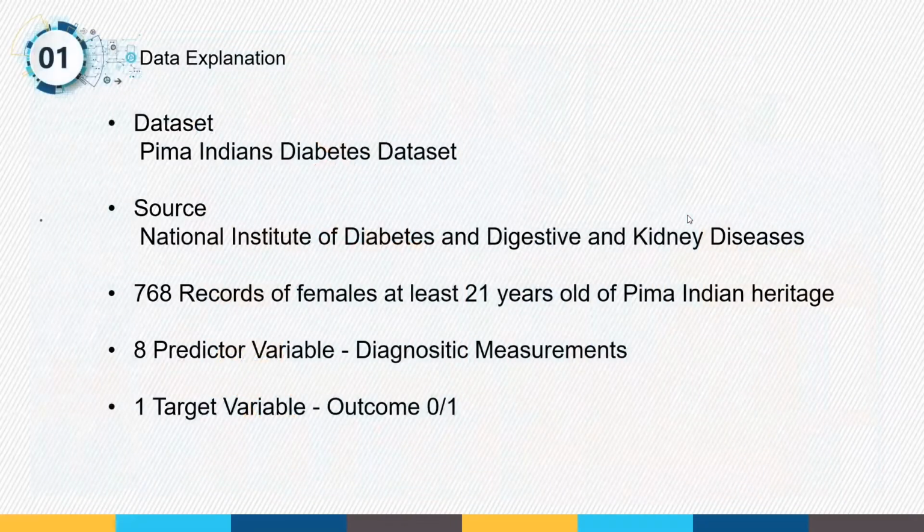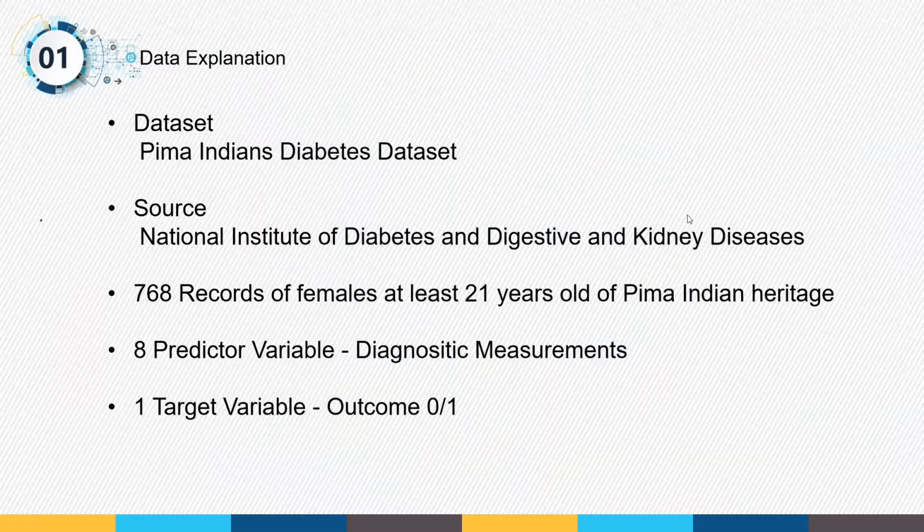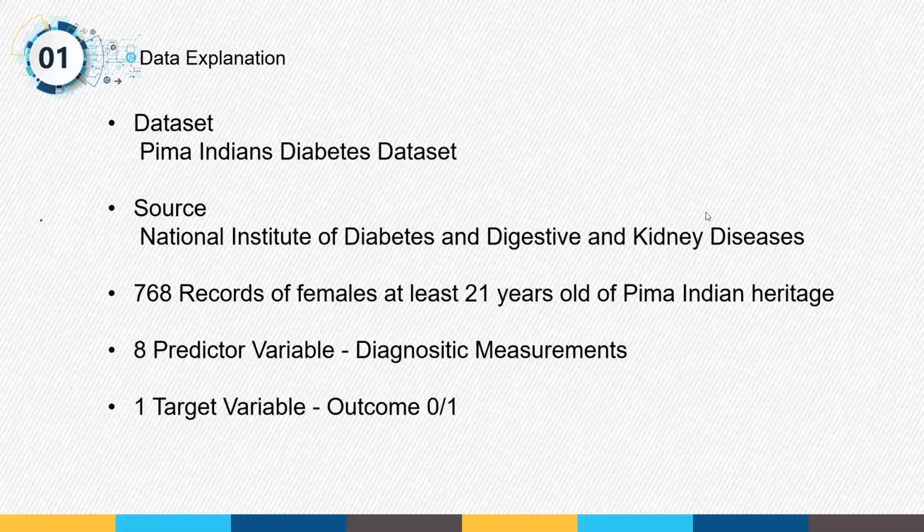So the dataset I chose for this project is called the Pima Indians Diabetes Dataset, which is from the National Institute of Diabetes and Digestive and Kidney Diseases. There are 768 records in the dataset, and all the patients are females and over 21 years old from the Pima Indian heritage. And there are 8 predictor variables, which are the diagnostic measurements, which will be talked about on the next page. And there is 1 target variable. 0 means that the patient does not have diabetes, and 1 means that the patient has diabetes. So this problem is a binary classification problem.